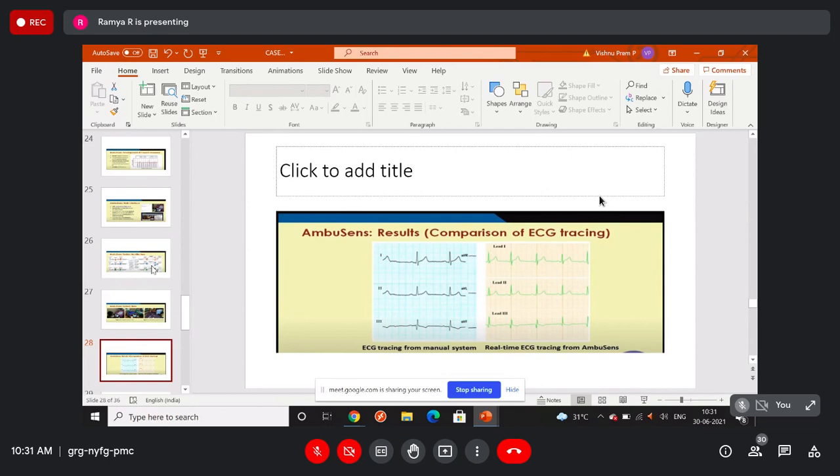So in this, the project results are continuous ECG tracing from the manual system. This is how real-time ECG tracing looks from this particular IoT-related system. So this is the difference.